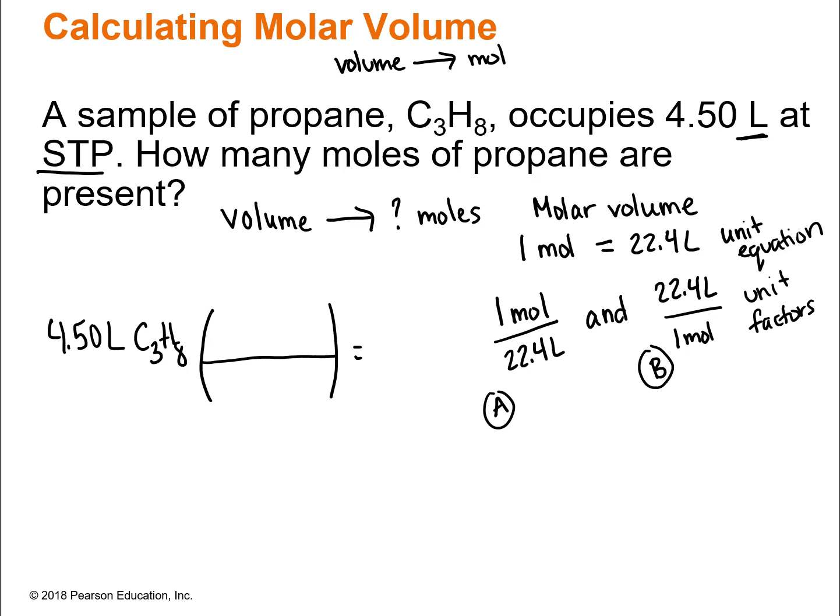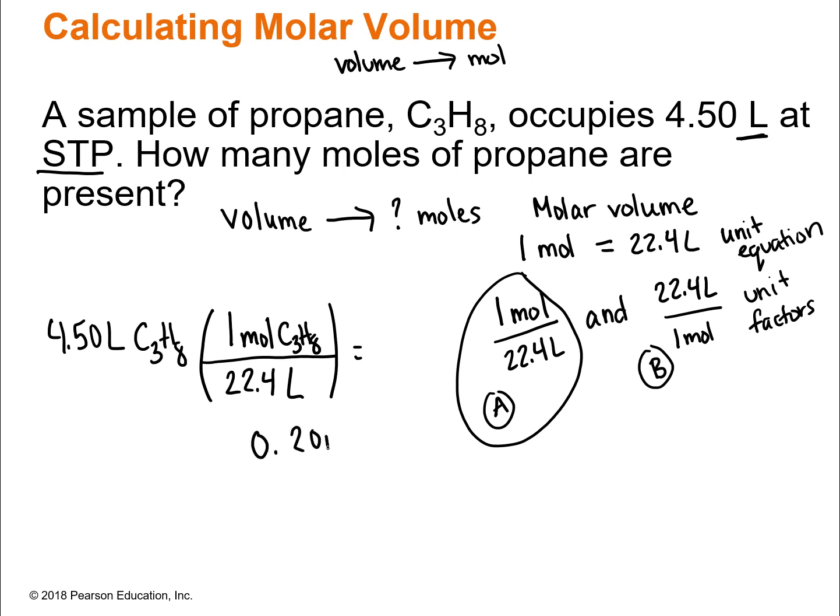Y'all already know what I'm going to ask. Once you see me label them, just get your answer ready. And we should use the first one. We should use A. We're trying to cancel out those liters, so we need to put those in the bottom. When you do that math, you should get 0.201 moles of propane.